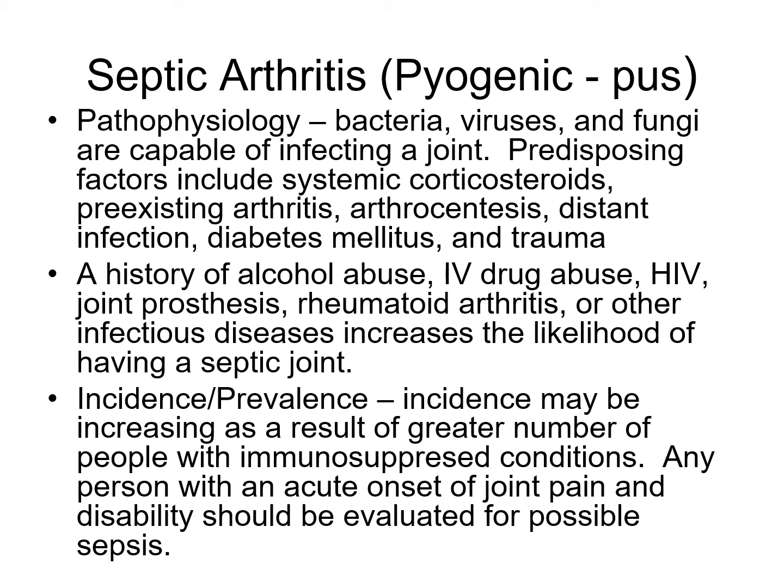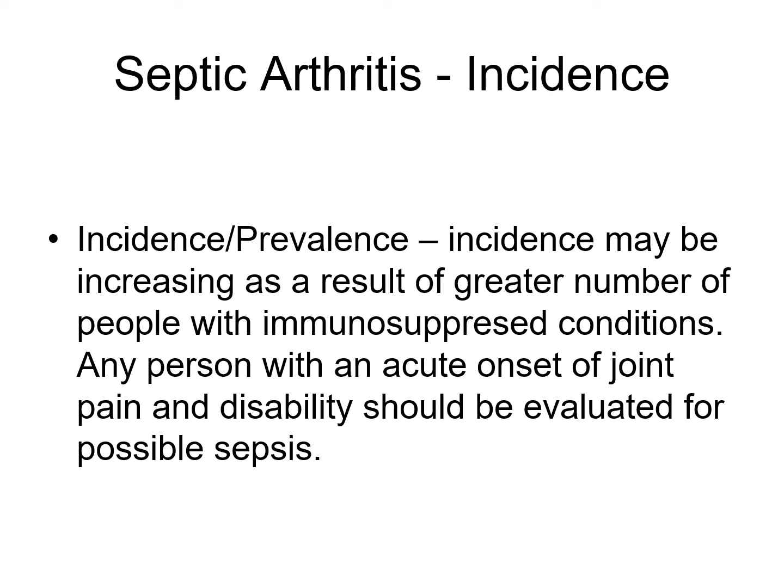The incidence may be increasing as a result of a greater number of people with immunosuppressed conditions, and any person with an acute onset of joint pain and disability should be evaluated for possible sepsis. Septic arthritis, or inflammation of the joint, may be increasing again as a result of these immunosuppressed conditions, and as potentially the first person evaluating a person that comes into our clinic, we need to consider the differential diagnosis. So could an infectious arthritis be part of our consideration?